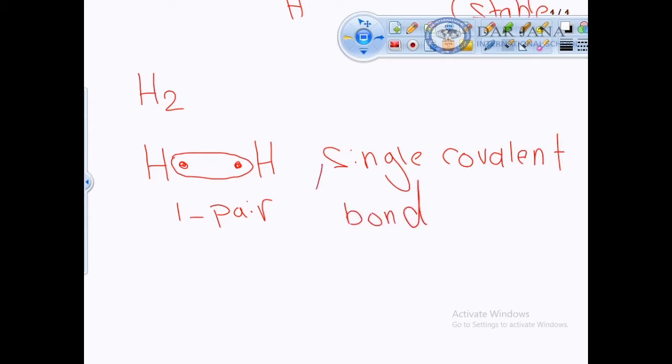So why single? Because they share only one pair. Why covalent? Because hydrogen atoms are non-metals. So both of them are non-metals. When two non-metallic elements share electrons together, they form a covalent bond. Okay, so now we know that covalent means atoms that share electrons and they are non-metals. This is what covalent bond means, where when they share only one pair of electrons, we call them a single covalent bond.